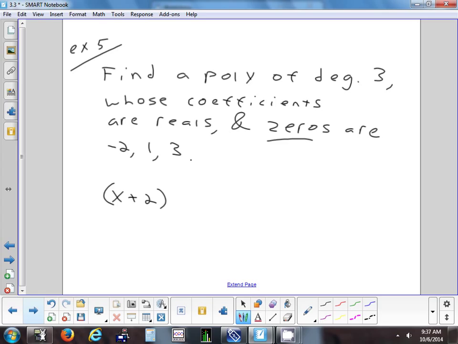Okay, how about someone else? If 1 is a root, then what's another way of saying that? Taylor? X minus 1 is a factor. Yep. And lastly, if 3 is a root, x minus 3 is a factor.